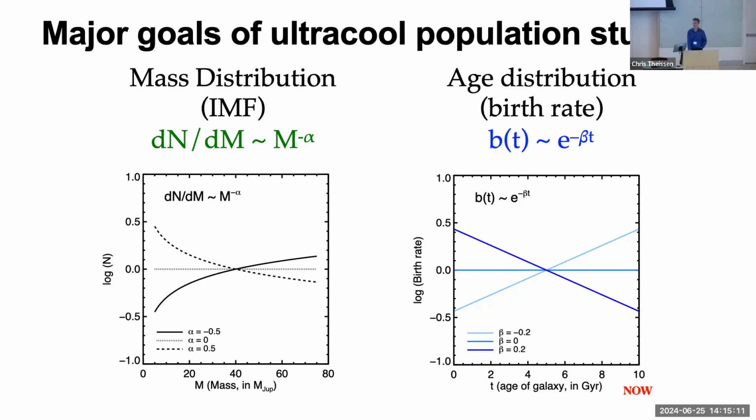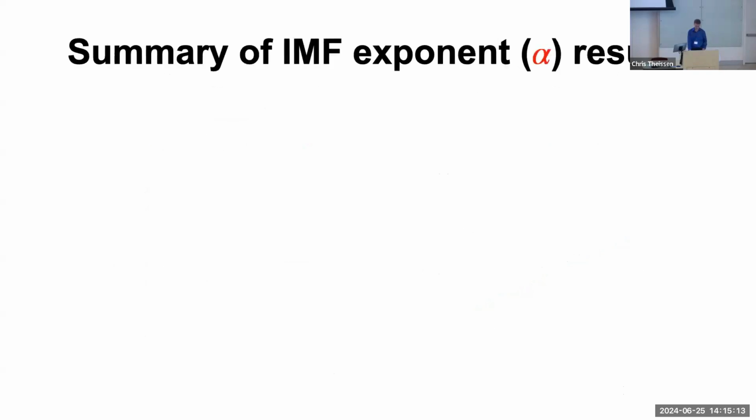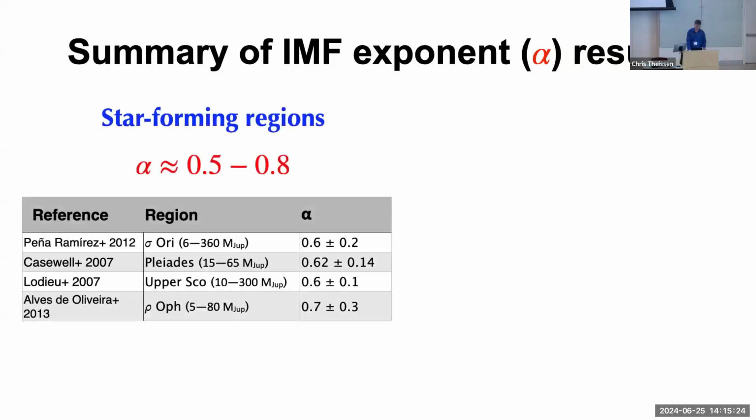People have been doing this for a couple of decades now. If you want to know more about all the methodology behind this, I suggest reading Burgasser et al. 2004, Allen et al. 2005. We've been trying to do this for 20 years. In star-forming regions where you have a single age population, the results for alpha have tended to be a little bit on the positive side and fairly consistent with each other. You could do a whole talk on that as well, but a quick summary.